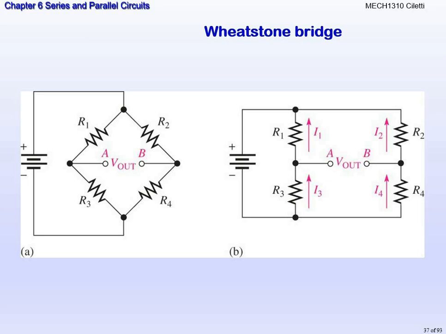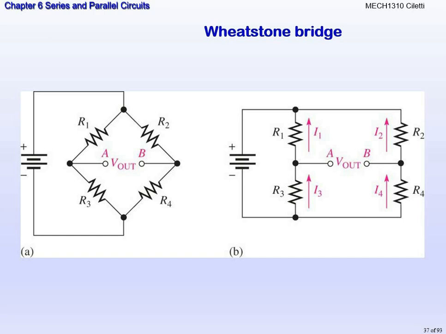Alright, so for our understanding, when we redraw this, we can see that R1 and R3 are in series with each other. So we can use voltage dividers to calculate the voltage drop across R1 or the voltage drop across R3. Then we can see that R2 and R4 are in series with each other. So we can use a voltage divider to calculate the voltage drop across R2 or the voltage drop across R4.